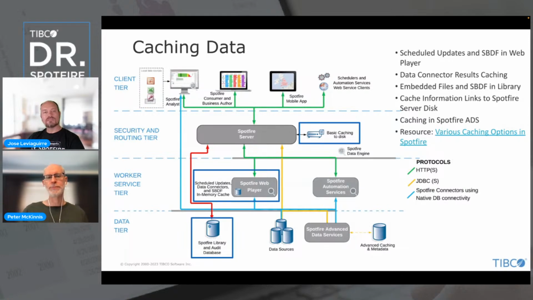So we also have on the Spotfire server a way you can cache information links to disk. That's a way to handle an information link that's used a lot. They can have a timeout on that cache, or you can have a validation query that goes back to the database, maybe to see if there's new data that wasn't there before. Then there's also Spotfire Advanced Data Services, which is a data virtualization federation layer where you can do advanced caching as well.